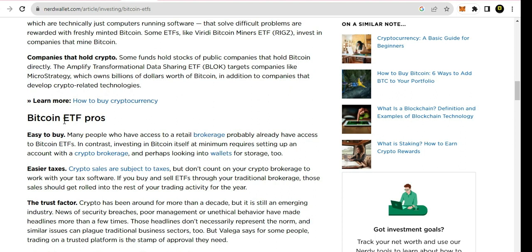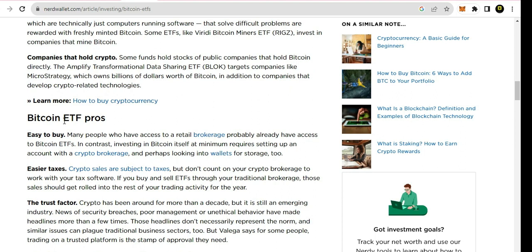Now, it is easier on taxes. So the reality is, if you buy and sell ETFs through your traditional brokerages, those sales should get rolled into the rest of your trading activity for the year. As most of you guys know, if you've done crypto taxes, using a software, while it's easy, can be very cumbersome and take a lot of time to do, okay? Me personally, because of how much I trade, I have an accountant who's very crypto savvy. It's not cheap, but it's definitely worth the price, okay? And so for some people who don't want to go through the rigmarole of having to figure out crypto taxes, they'd just rather have it through an ETF, which makes sense.